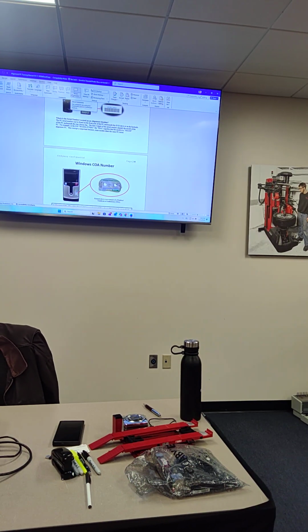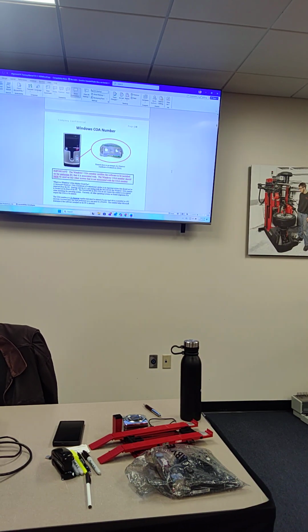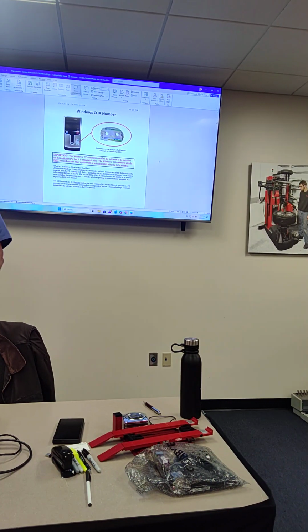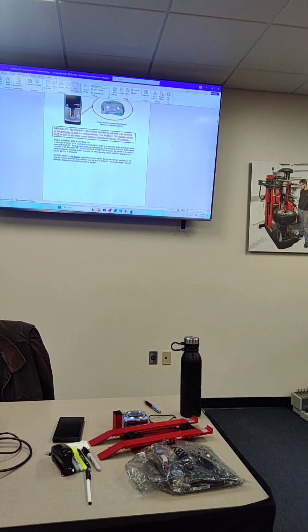Okay. The good news for you guys, you don't have to worry about the certificate of authenticity sticker, because that went away with Windows Vista. So you guys don't have to worry about that.